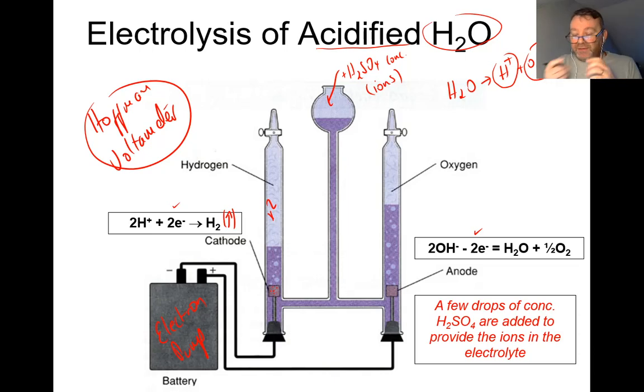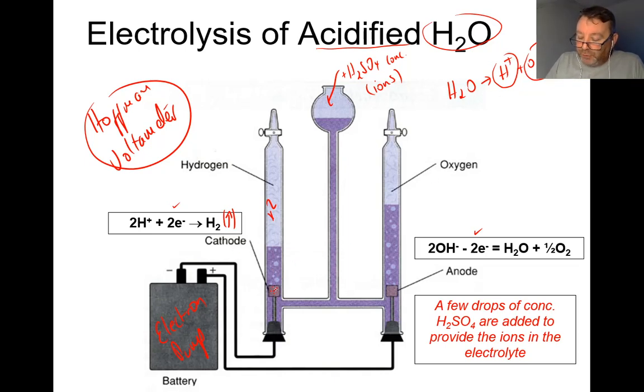So just to go through it again very quickly, you have concentrated H2SO4, a couple of drops added in to provide the ions to ensure that this solution acts as an electrolyte. Water self-ionizes to a very tiny degree, but thanks to the acid being there as well, we'll have a decent concentration of H+ and also a concentration of OH-. The H+ will be attracted to the negative cathode.